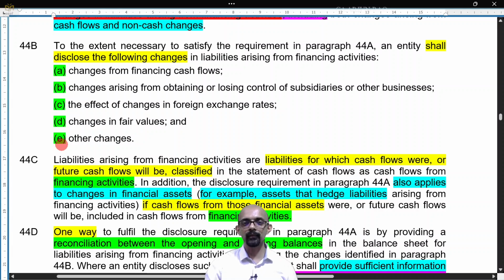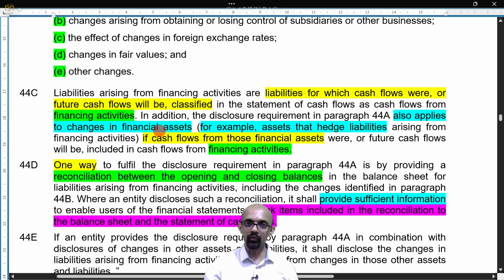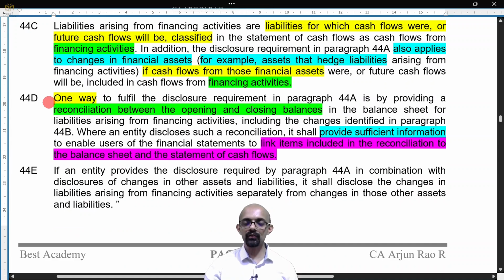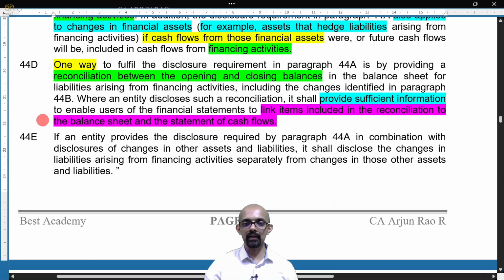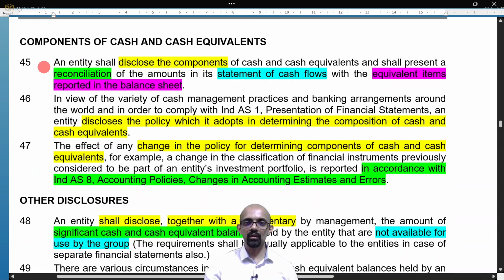So, basically importance is given to those liabilities which relate to financing activities. This applies also to financial assets. So, one way to give the disclosures is to give a reconciliation between opening and closing balances of those liabilities, and they should be reconciled with the balances in the balance sheet and as well as in the statement of cash flows. Next, disclosures relate to components of cash and cash equivalents.